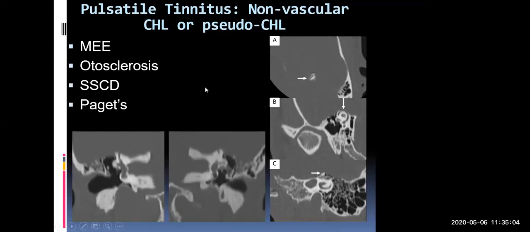In terms of the pulsatile tinnitus imaging for a non-vascular cause, you obviously would obtain a temporal bone CT without contrast for those patients. And there's a differential diagnosis. Obviously, if a patient has a middle ear effusion, you don't need to obtain a temporal bone CT unless you're worried about CSF leak or something else. Otosclerosis, superior canal dehiscence, and Paget's disease are other conditions that cause conductive loss or pseudoconductive loss. And because of that, the patient will have pulse synchronous tinnitus.